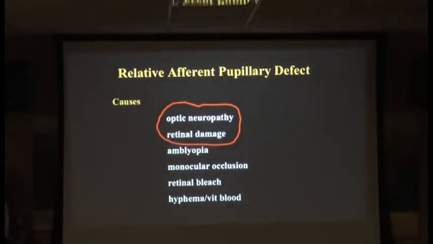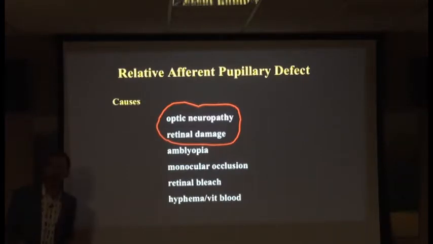And so I said earlier, most relative afferent pupillary defects, at least I think in general, if you work for a retina specialist, that's an exception, are due to optic nerve problems. Retinal damage can do it. And if you have a retinal detachment and the other eye's fine, if you have a central retinal artery occlusion, you're going to have a relative afferent pupillary defect.